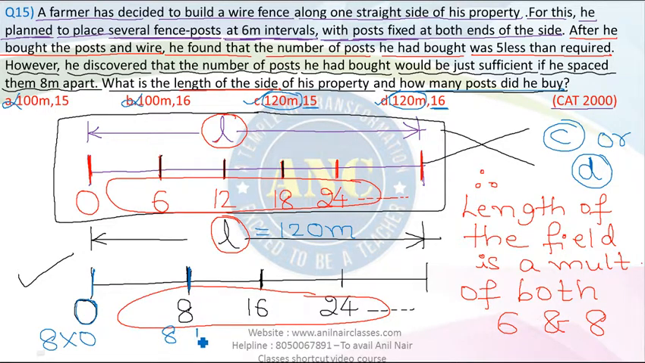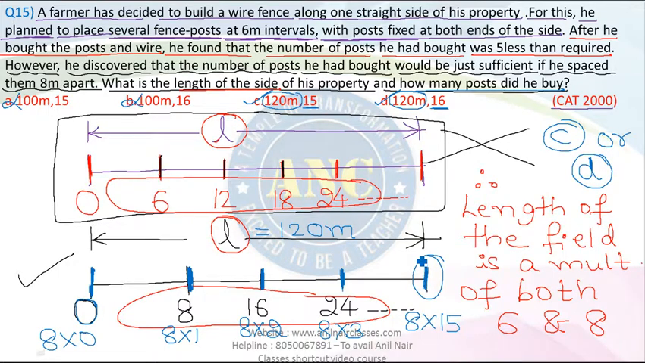It is 8 into 1. Next is 8 into 2. Next is 8 into 3. Like that. The last position should be the 120th position, because the total length is 120. 120th position is 8 into 15. That means at 0th position I have my first post. At first position I have my second post. At second position I have my third post. At third position I have my fourth post. At 15th position I will have my 16th post.